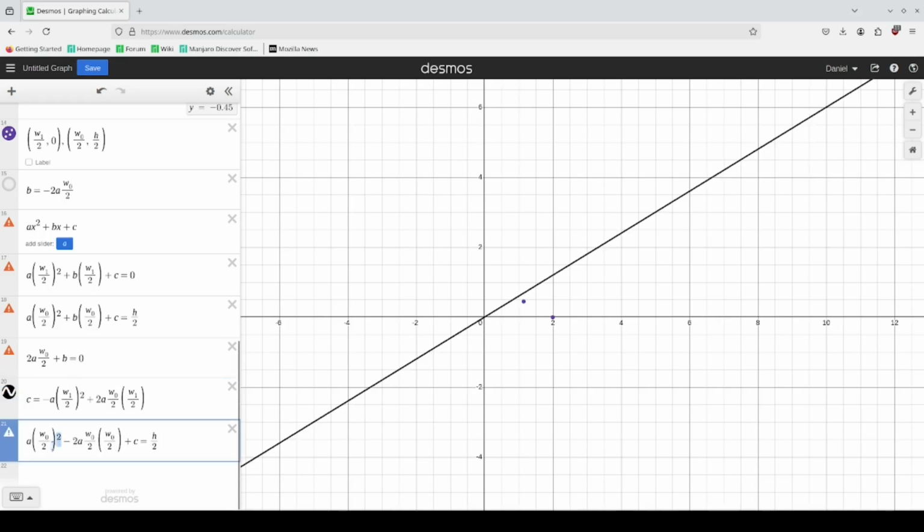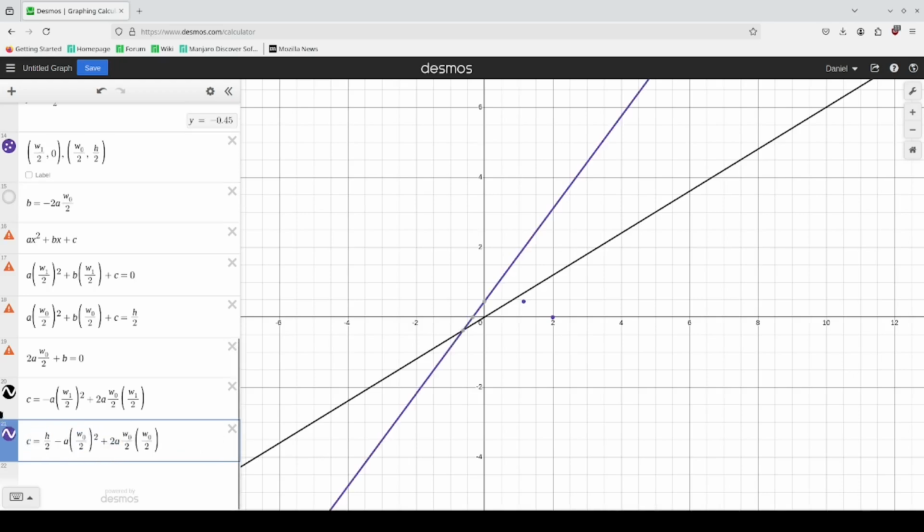And we'll do the same thing over here. So subtract this term, but we add this term here. Now we can set these equal to each other and solve for a.